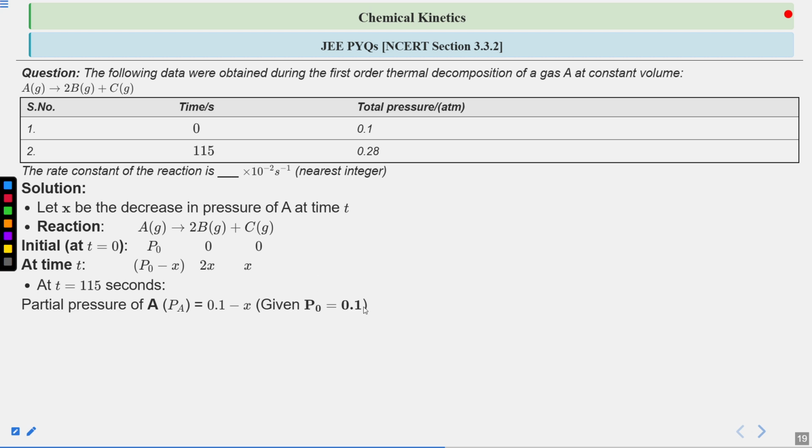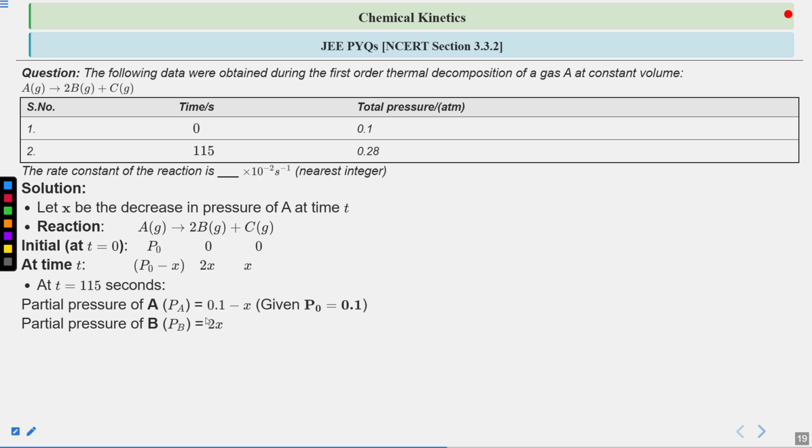Right? P naught means at time t equals 0, what is the total pressure given? So the total pressure given at time t equals 0 is 0.1. We apply here the partial pressure formula for A, that is the reactant. So PA is given as 0.1 minus X, that is P naught minus the delta P, which is going to be X, because X represents the decrease in the pressure of A.